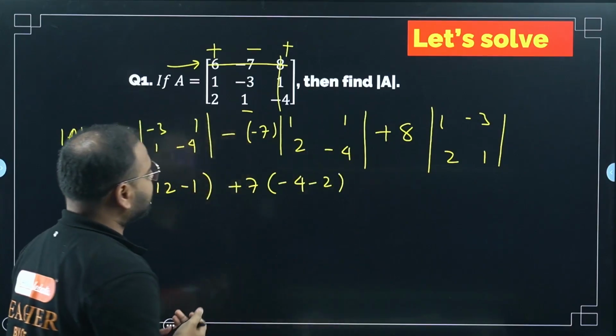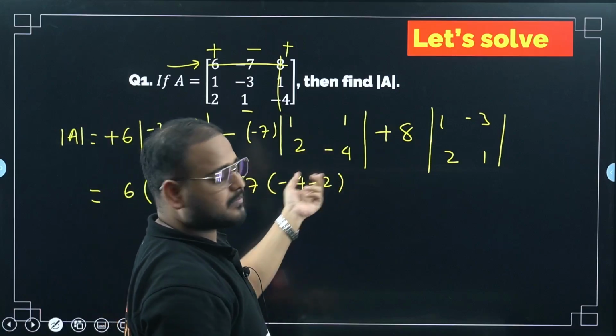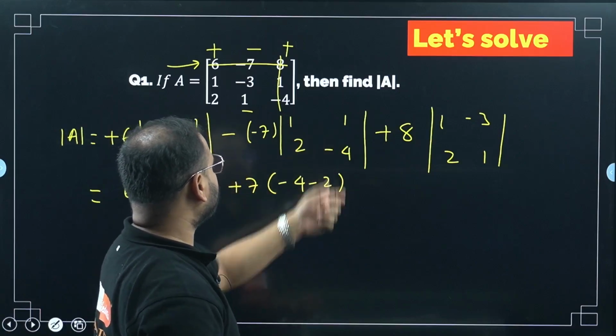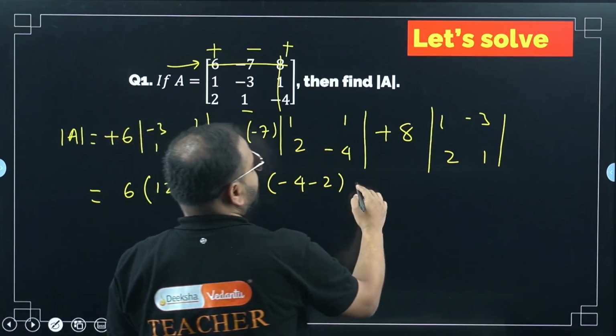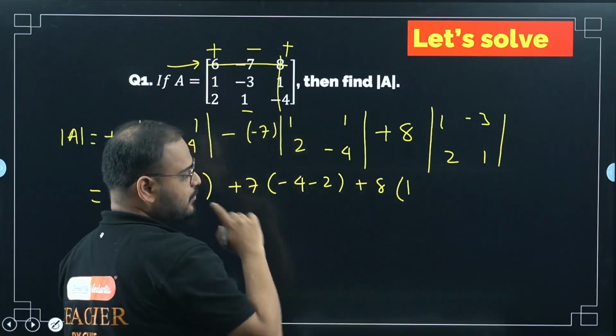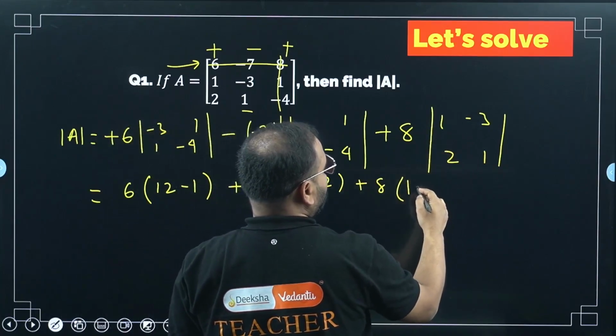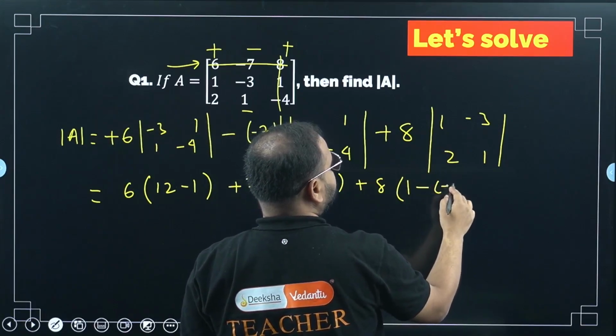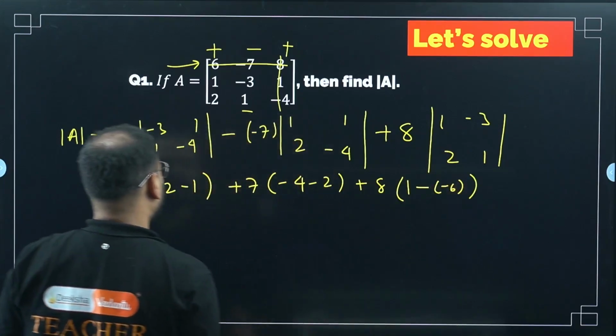Correct, right? 1 into minus 4 is minus 4 and 2 into 1 is 2. So with the minus sign, minus 2 plus 8 times here. What is this going to be? 1 into 1 is 1. 2 into 3 is 6, and minus of minus 6 will become plus 6. Check here what I have here.